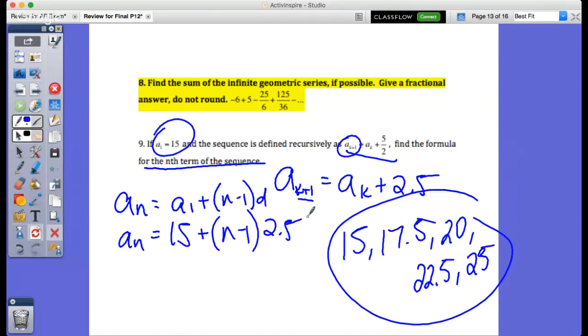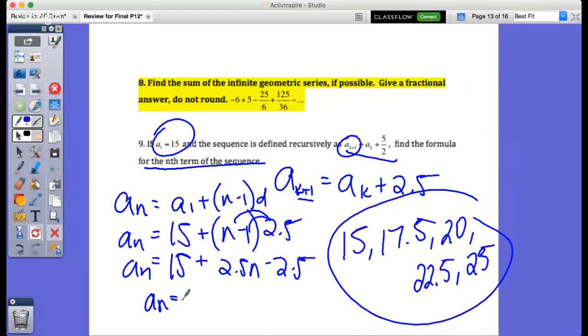And so technically, this could be your equation, and you'd be fine. It'd probably be better to distribute 2.5 and then subtract it, right? We'll do that, but I would probably take either. So we got 2.5 n minus 2.5 when we distribute, and then we just simply combine together to get a sub n equals what? Yeah, Kendra, go ahead.